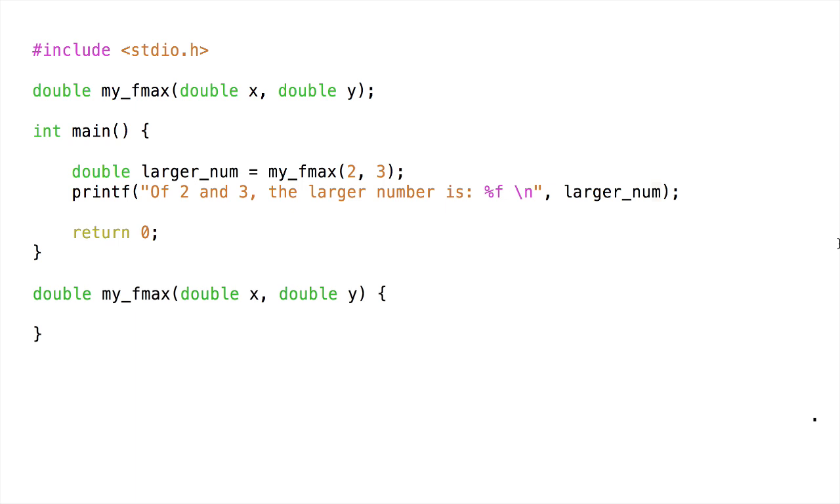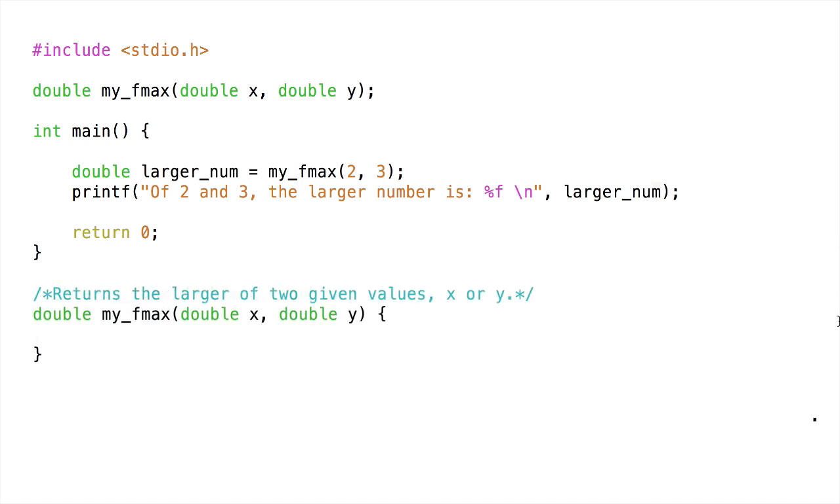Before we start writing these instructions, we should quickly document what our function is supposed to do. I'm putting a comment above the header that describes what the function will do. Return the larger of the two values given as parameters.